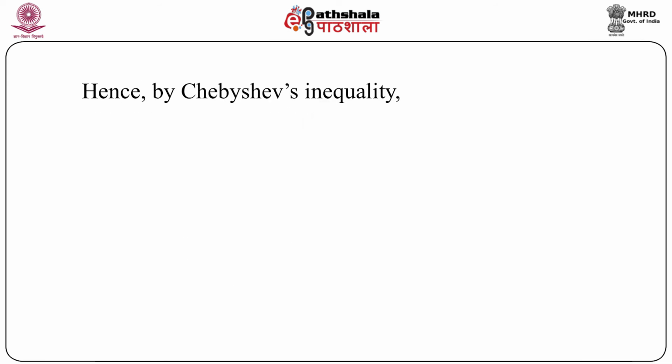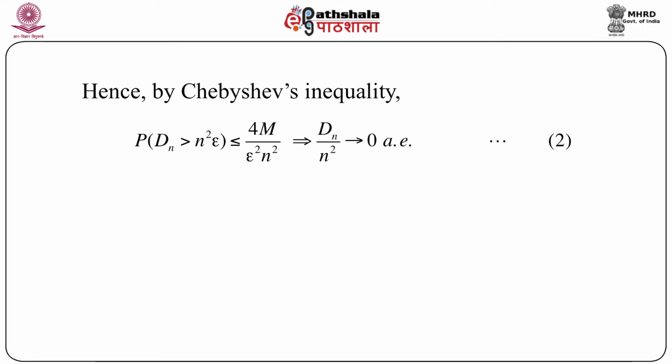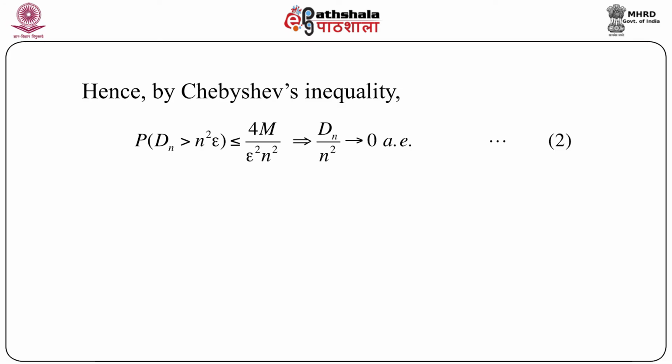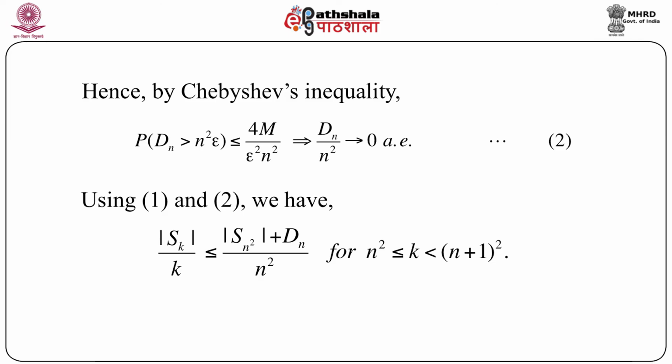Now again we apply Chebyshev's inequality to get the probability that Dn is greater than n square epsilon is less than or equal to, as we got just now, 4m by epsilon square n square. That is, again if we consider summation on both sides over n, the right hand side will converge, and hence again by applying the Borel-Cantelli lemma, it is clear that Dn by n square goes to 0 almost everywhere. Now using 1 and 2, we can write that modulus of Sk by k is less than or equal to modulus of Sn square plus Dn by n square, whenever n square is less than or equal to k less than (n plus 1) whole square.